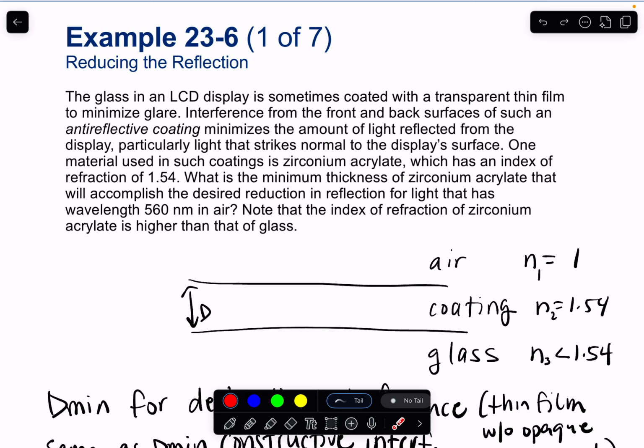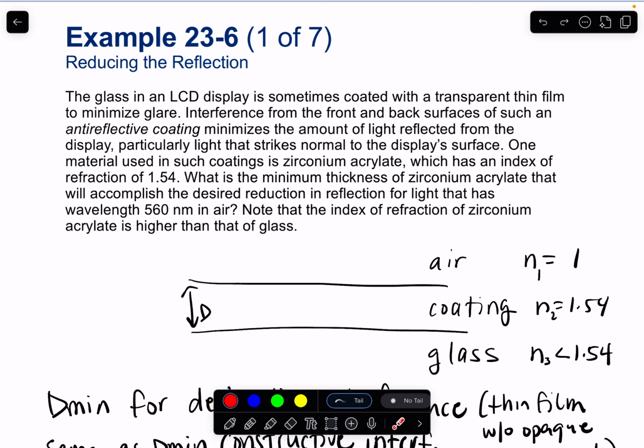So we have glass and it's on an LCD display. And we coat a lot of different things in anti-reflective coating to minimize the glare. And so what we want to figure out is, if we apply this coating to glass, and this coating is called zirconium acrylate, and it has an index of refraction of 1.54, then what is the minimum thickness needed for that to accomplish a reduction in reflection? We want to reduce reflection.